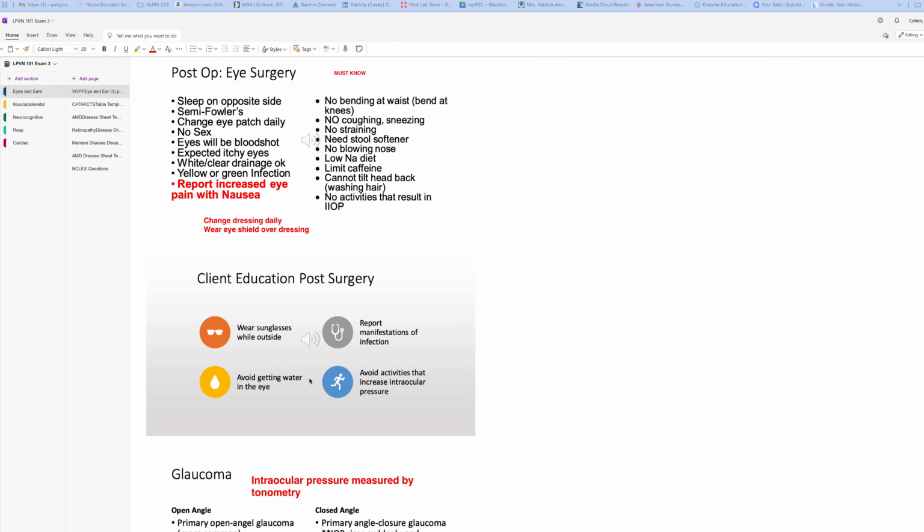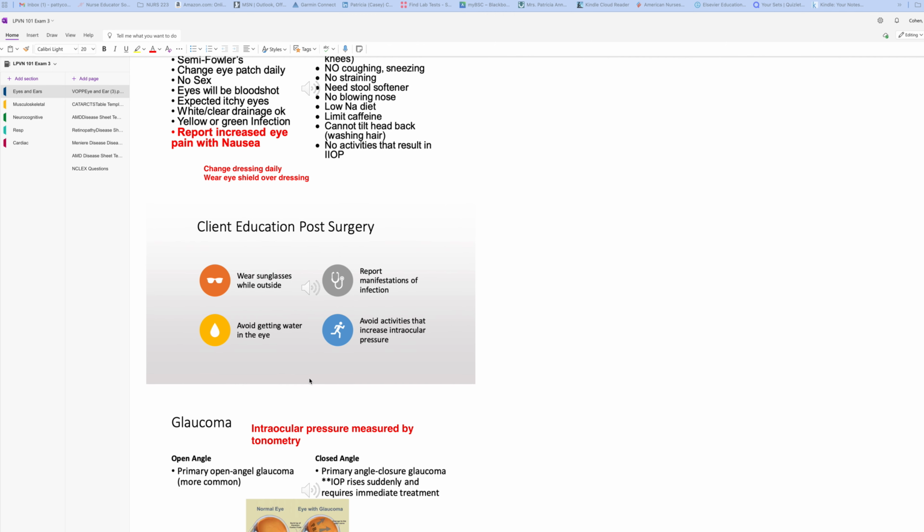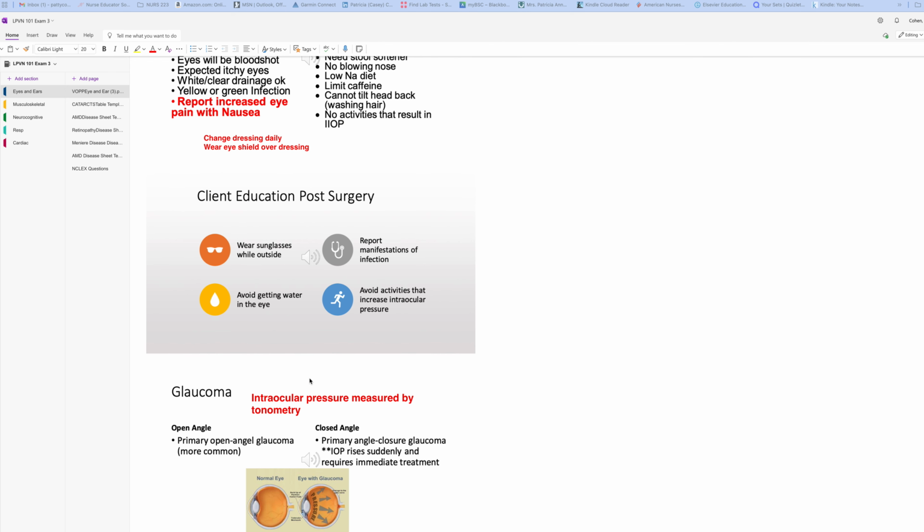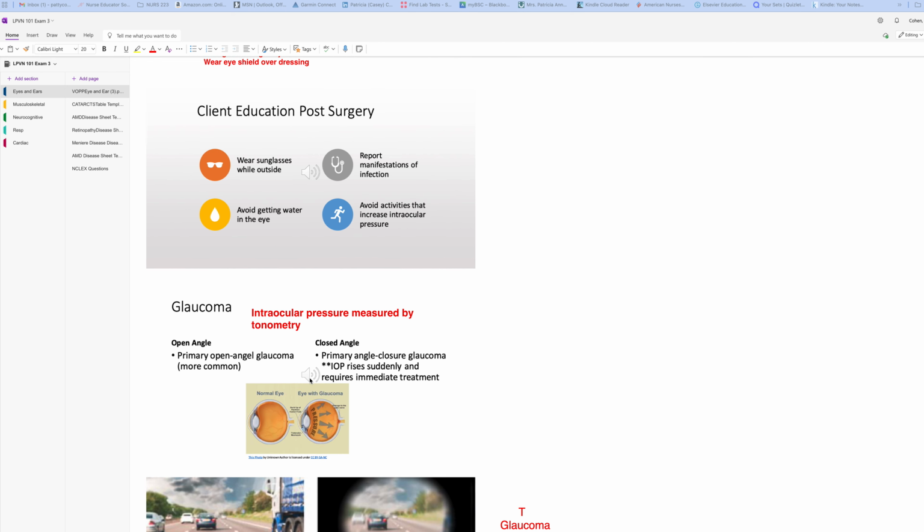So everybody needs to wear sunglasses when outside. We talked about that. Report any manifestations of infection. Avoid getting water in the eye. And avoid activities like weightlifting that increase intraocular pressure.